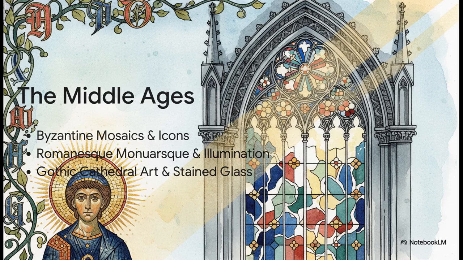We start seeing Byzantine mosaics and icons designed purely to inspire awe. We get Romanesque manuscripts, which, by the way, our charming hand-drawn source delightfully spells as Monarch, and those focus heavily on meticulous, holy illumination. And then, of course, the soaring Gothic cathedral art and stained glass. The whole goal here wasn't to paint a realistic human. It was to use literal light and monumental architecture to make you feel the absolute presence of the divine.